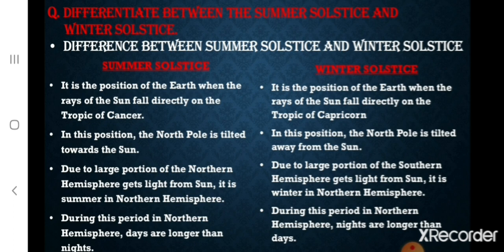Summer solstice. Third point, a large portion of the northern hemisphere gets light from the sun. It is summer in the northern hemisphere. Third point for winter solstice. A large portion of the southern hemisphere gets light from the sun, so it is winter in the northern hemisphere. Fourth point of summer solstice. During this period in the northern hemisphere, days are longer than nights. Fourth point of winter solstice. During this period in the northern hemisphere, nights are longer than days.